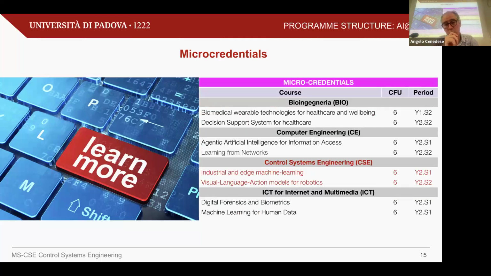And these are the courses that we have chosen for the micro-credentials. There are 2 courses from the bioengineering group, 2 courses from the computer science engineering degree, 2 courses from the ICT, so telecommunication degrees. Clearly, they are all related to artificial intelligence topics.